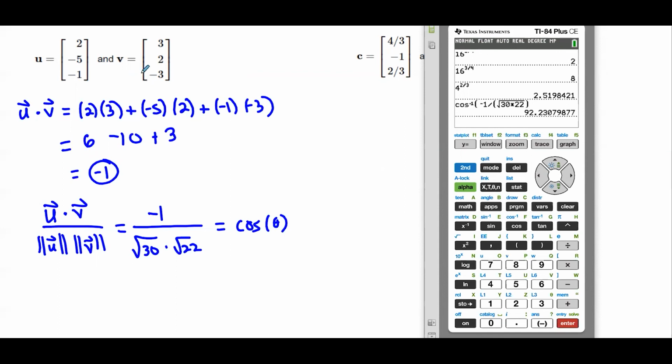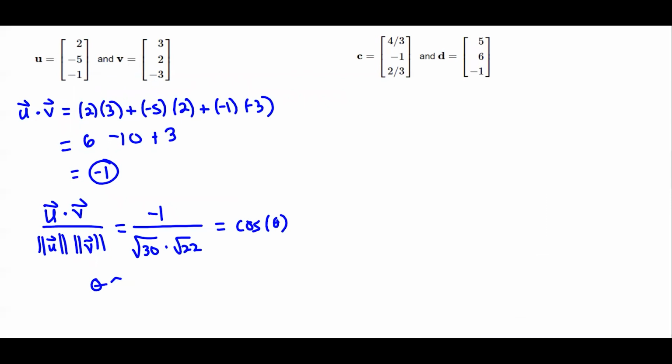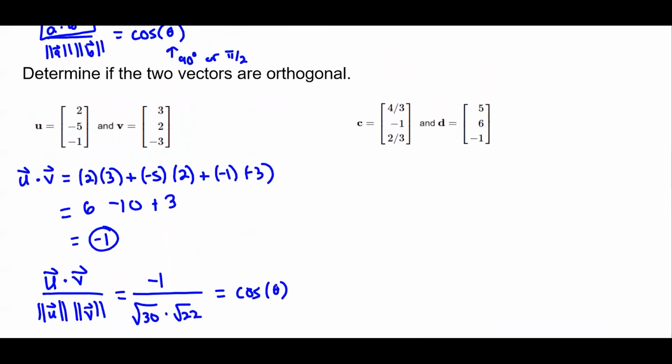You'd want to graph these and verify it, because with cosine inverse, sometimes it doesn't give you the angle. It'll give you a coterminal angle, so an angle that's equivalent in another quadrant. So you want to check it and make sure. I'm just going to say it's about 92 degrees for now. If I'm wrong, you'll let me know.